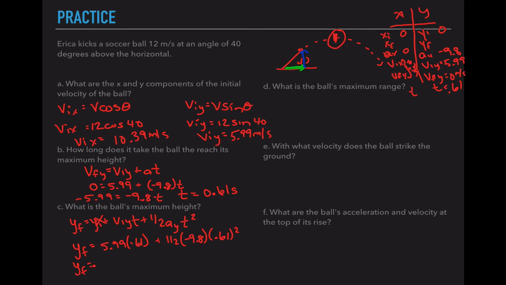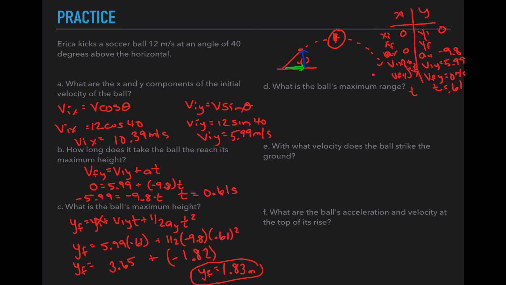So yf equals 3.65 plus a negative 1.82. And yf equals 1.83 meters. So that soccer ball only made it 1.83 meters off the ground.